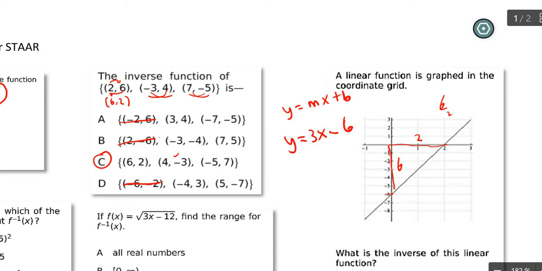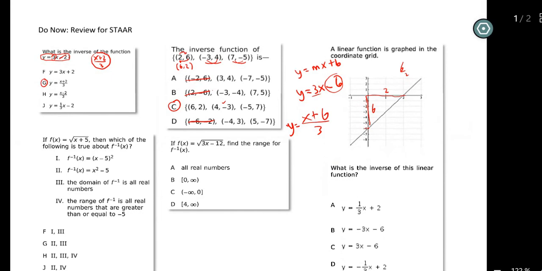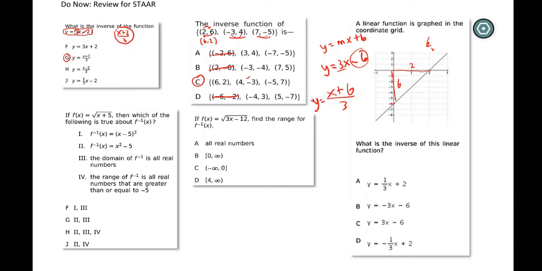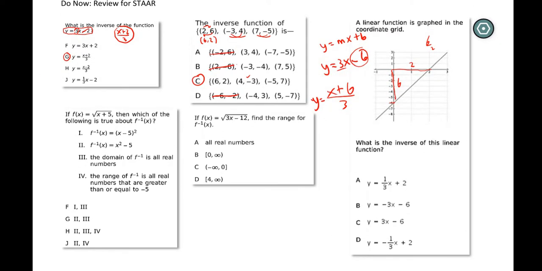The next thing now is to find the inverse of this line. Let's do a quick one. We know our inverse will have something to do with x plus 6. Working backwards, we add 6 and then divide the answer by 3. So we know our answer will look like this. We can look at the answer choices for which one looks just like that. Obviously, it appears we don't have one that looks like that.